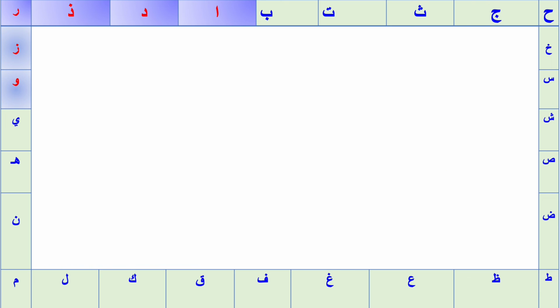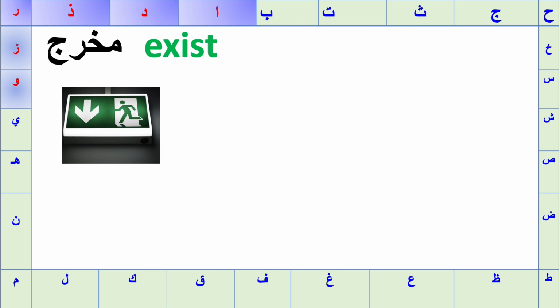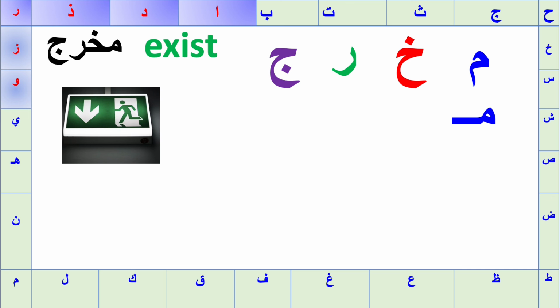One more example is in the word makhraj, meaning an exit. The component letters of this word are mim, m, kha, ra, jim. Makhraj. The m will connect with the kha. The kha can connect with both the mim and the ra. The ra can connect only with the kha.